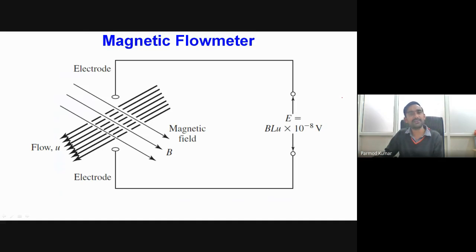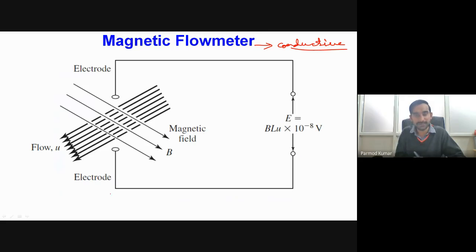Now another type of flow measurement device is referred to as the magnetic flow meter. The magnetic flow meter has applications particularly if our fluid medium is conductive. Only if we have a conductive fluid medium can we employ this type of magnetic flow meter for measurement of the flow rate. These are based on Faraday's law.